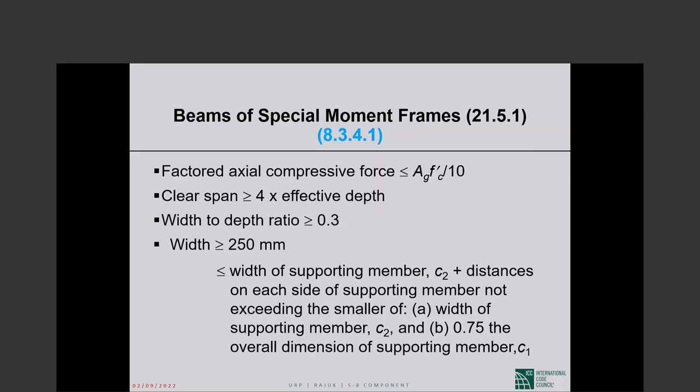Is it allowed to have an SMRF building where, okay, let me rephrase. For architectural purposes, we sometimes cannot provide beams in every column-to-column line. Is it allowed in an SMRF structure?